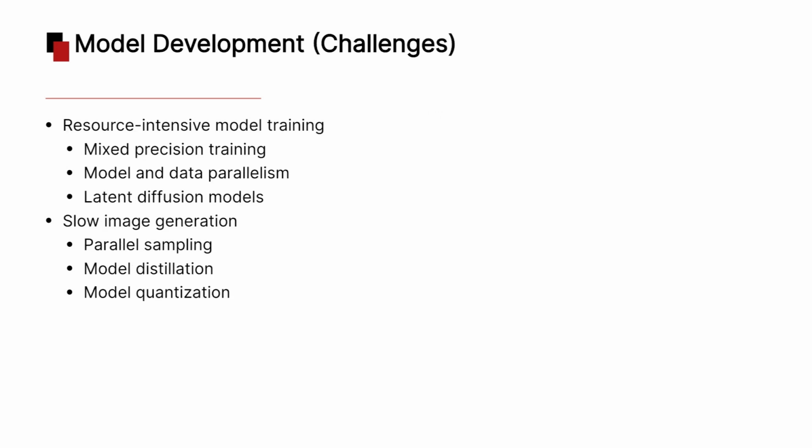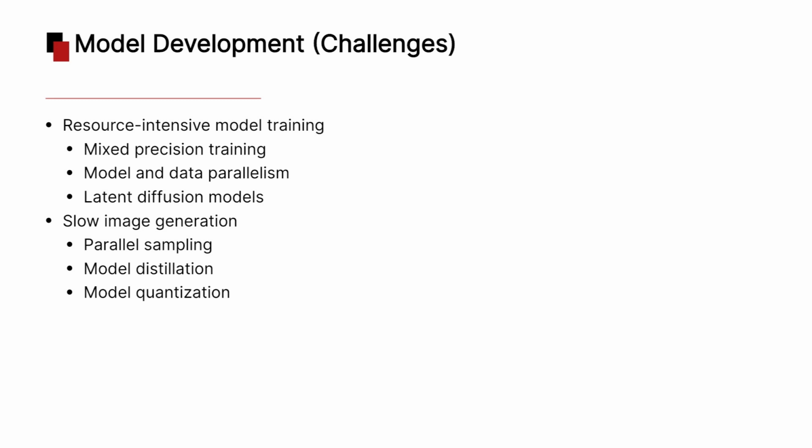Diffusion models are powerful for generating high-quality images, but they face several practical challenges. 1. Resource-intensive model training. Training diffusion models requires enormous computational resources because the model must learn to denoise images across many time steps and handle very large neural networks. To address this, mixed precision training: by combining 16-bit and 32-bit floating point operations, we can reduce memory usage and accelerate training without sacrificing model accuracy.